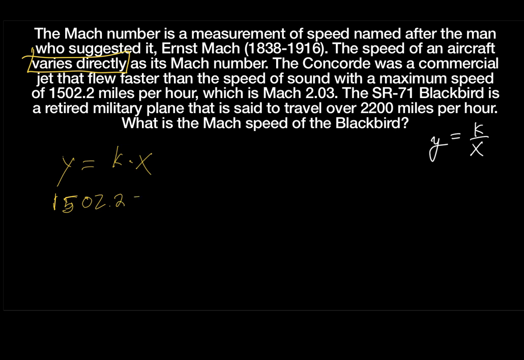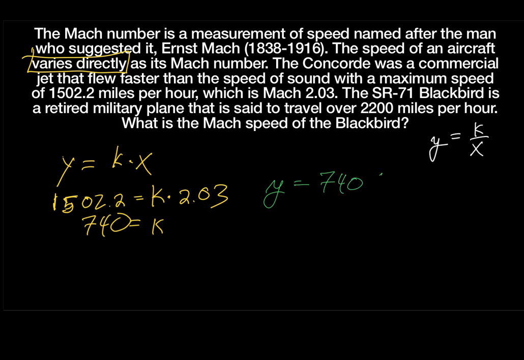1502.2 equals K times 2.03. That's the Concorde numbers. I need to find out what the constant of variation is. 1502.2 divided by 2.03 is 740. That's my constant of variation. The equation then gets rewritten as y equals 740x. Y was the speed, x was the Mach number.